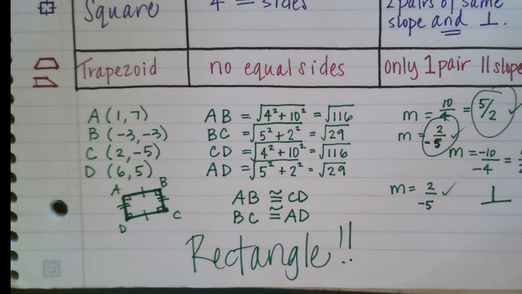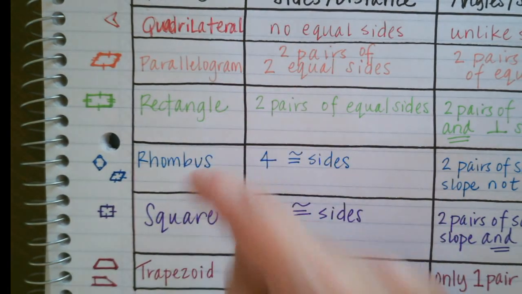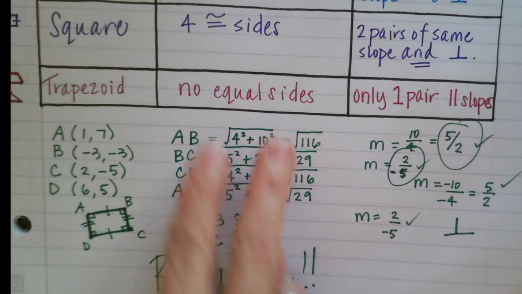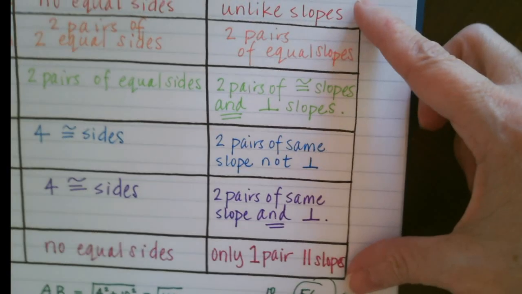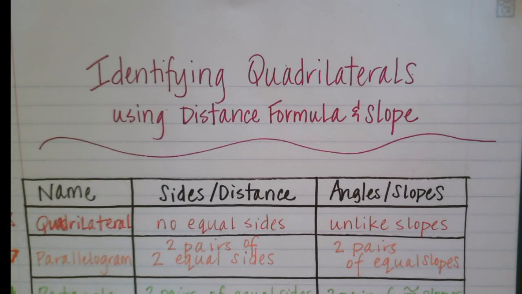That's just showing you how the distance formula can be used to prove or disprove a quadrilateral. It can also be done for other shapes, but we're just focusing on quadrilaterals. We can tell whether a shape is a quadrilateral, parallelogram, rectangle, rhombus, square, or trapezoid by finding the lengths of the sides and then finding the slopes to see if the sides are parallel or perpendicular or not. A lot of information there, but that's identifying quadrilaterals using distance formula and slope.